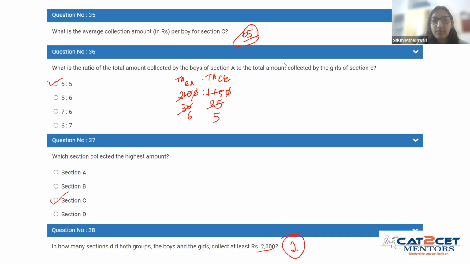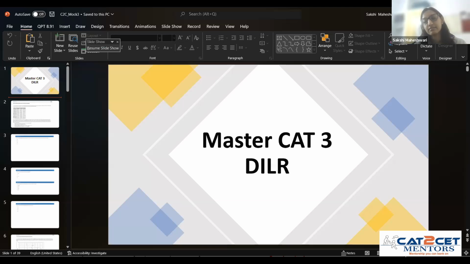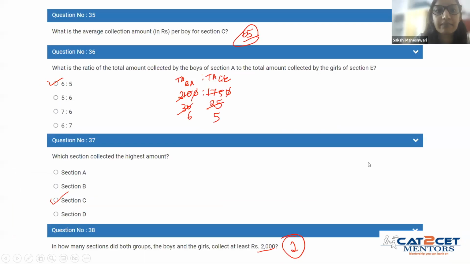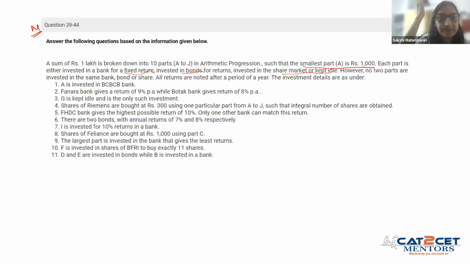Okay. So let's move to this next set now. See, guys, this set you need to practice enough that you are able to solve it in 10 minutes. You should not take more than 10 minutes for this set. Now let's see about this set.